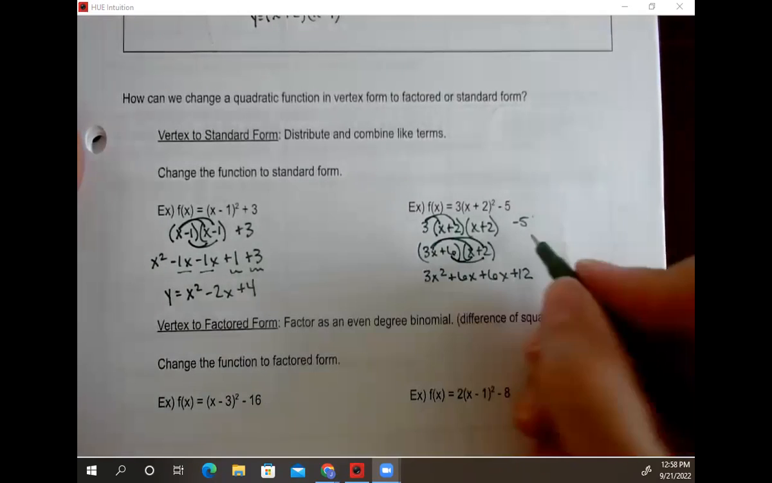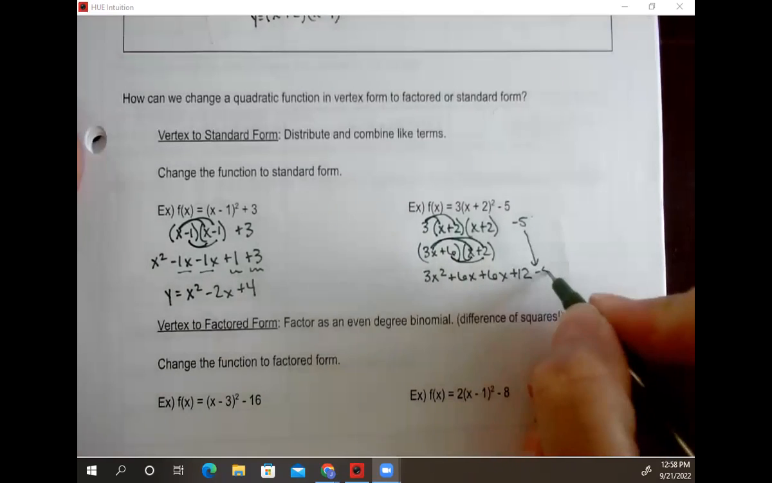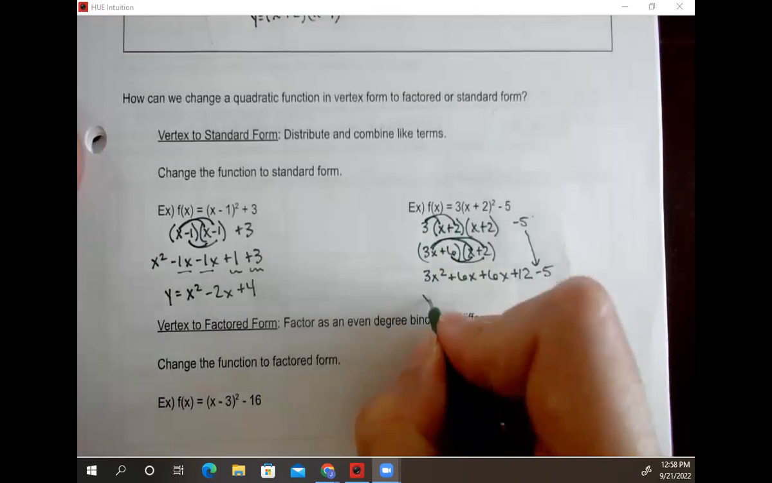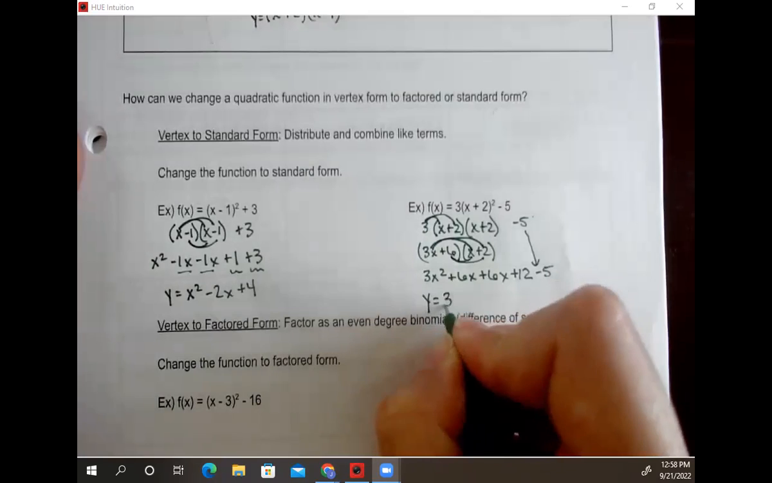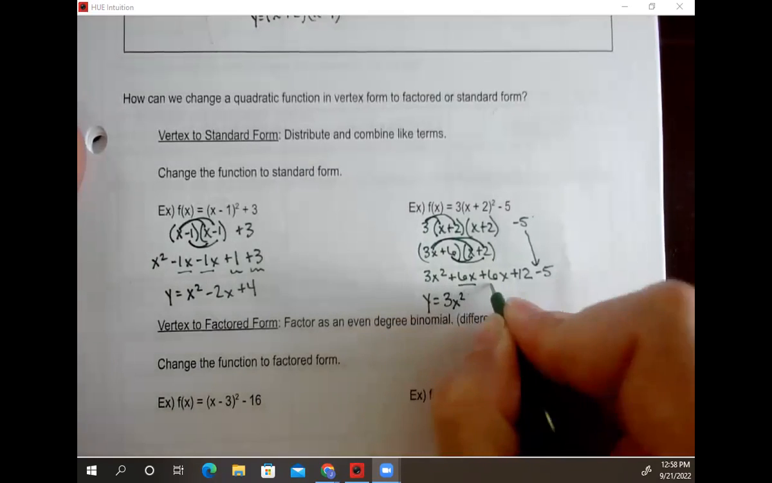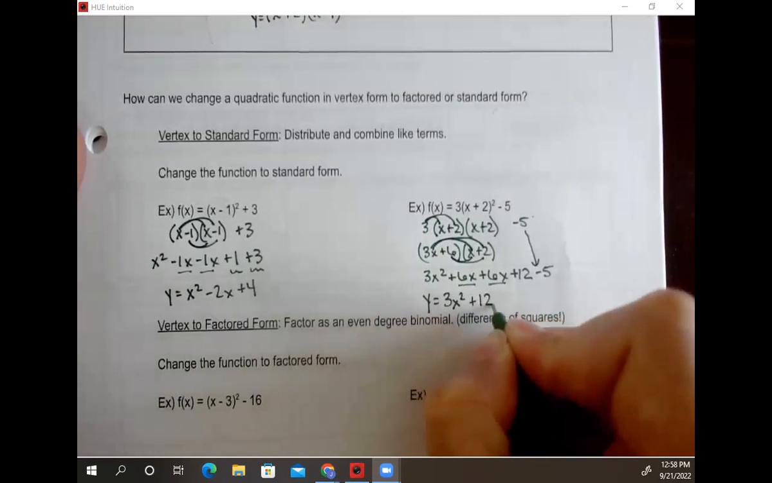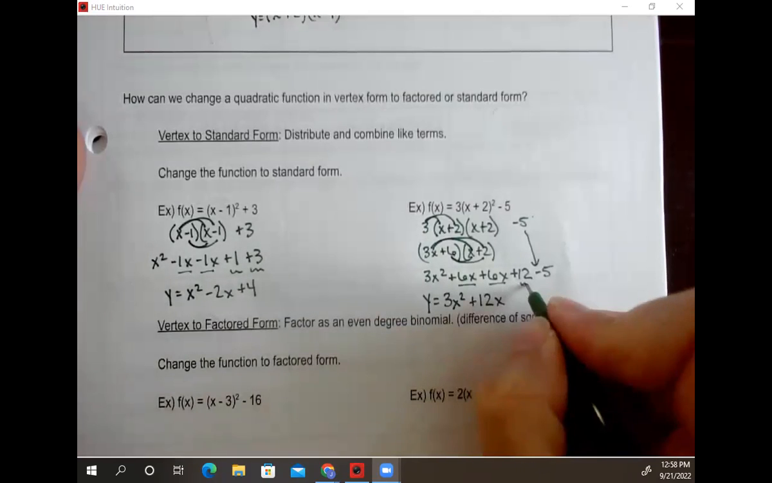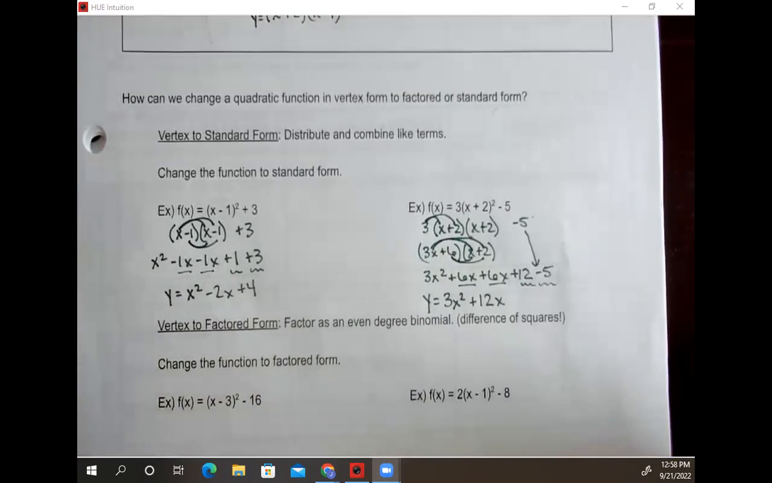Now as we're going to combine like terms, don't forget that minus 5 at the end. And my standard form would be 3x squared, 6x plus 6x would be 12x, so plus 12x. And then 12 minus 5 would be 7, so plus 7. Standard form. So if I want standard form, I distribute.